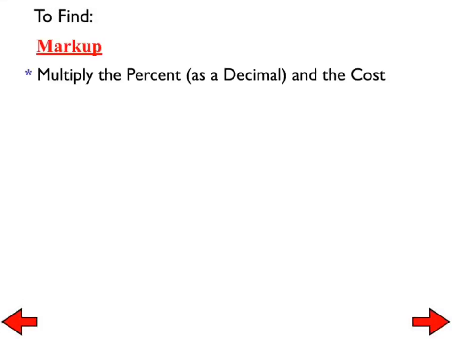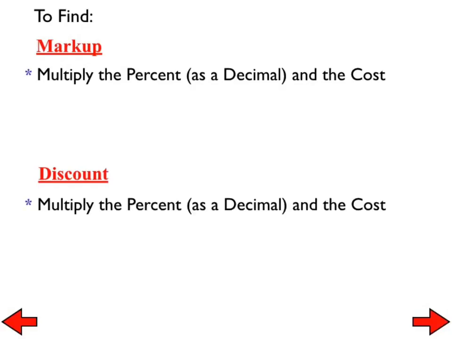Okay, so just to review then, to find markup, you're going to multiply the percent as a decimal and the cost of the item. To find discount, also called markdown, you're going to multiply the percent as a decimal times the cost of the item. It's exactly the same setup, markup and discount. You're just finding that part, the percent of that cost.